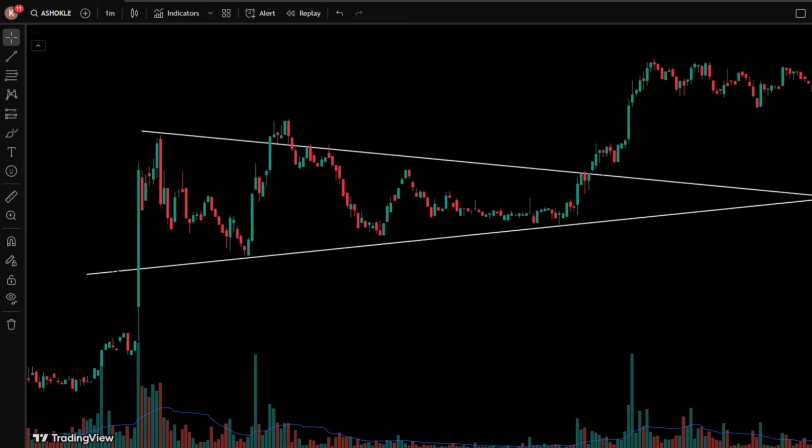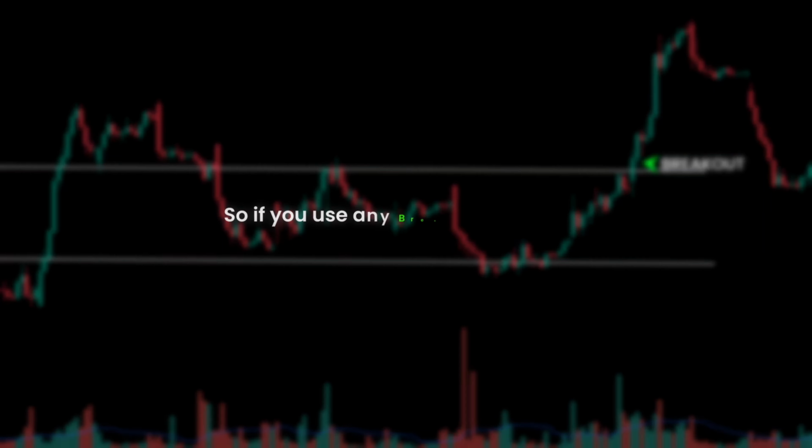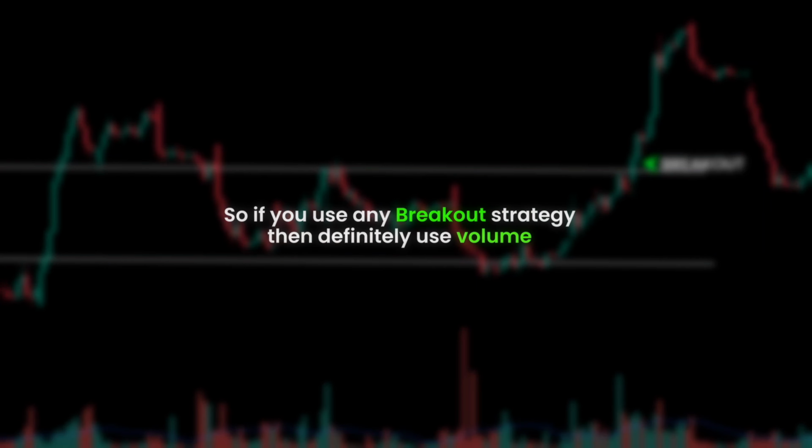So here you see that the volume is also high, and there was also a breakout here, and you can see how big a move was seen here. Look here also, a breakout happened here with high volume, so this is a genuine breakout. So whenever you use the breakout strategy, you must also use volume there.